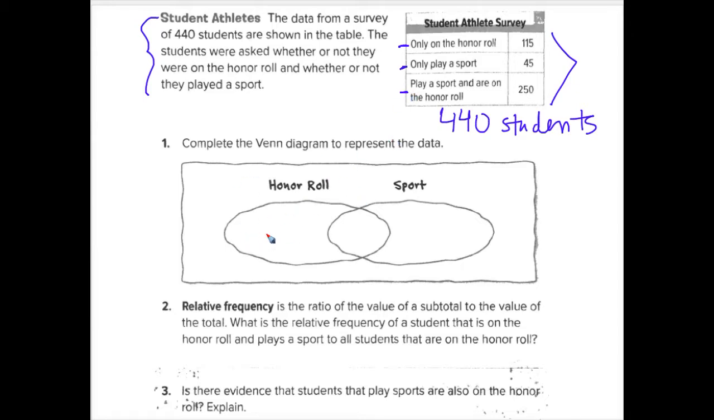So what we have here is this area right here is the only honor roll students. So look at your table and decide how many students would go in this only honor roll section. For the sports section, this would be kids that only played a sport over on this side. Now where the Venn diagrams cross are the students that are both. The students that both play a sport and are on the honor roll. So we have 250 inside. There are 115 kids that do not play a sport, but they are on the honor roll, and 45 kids that do play a sport but are not on the honor roll.